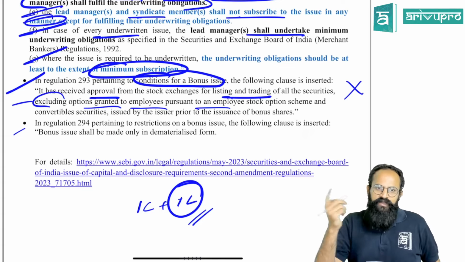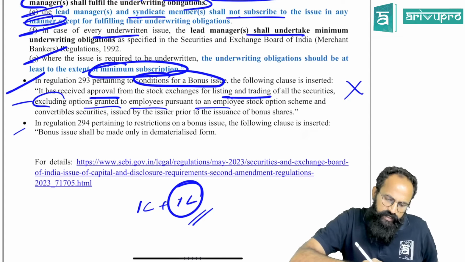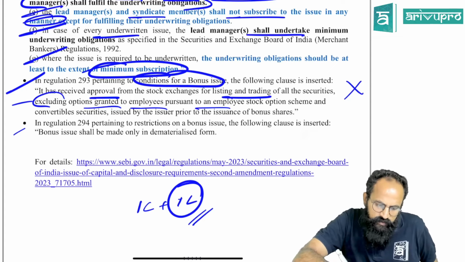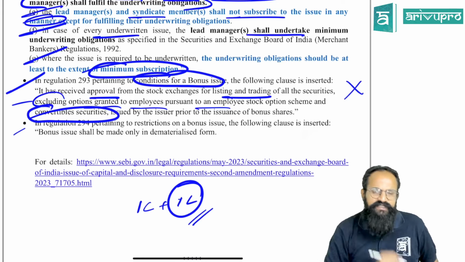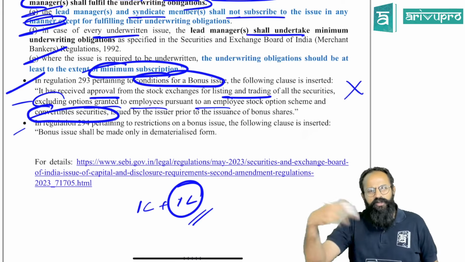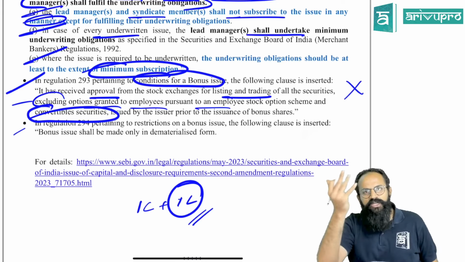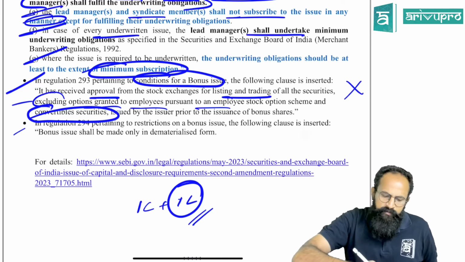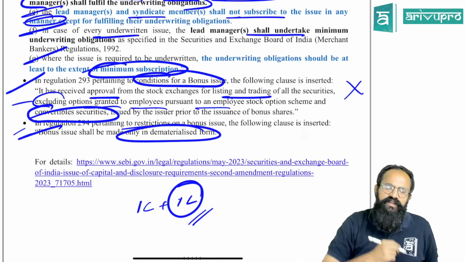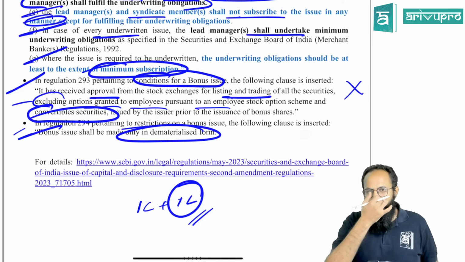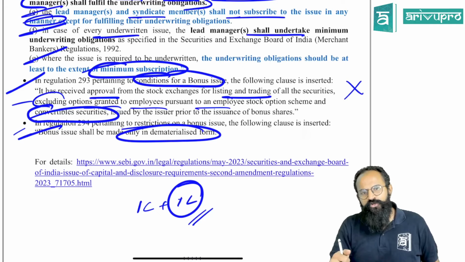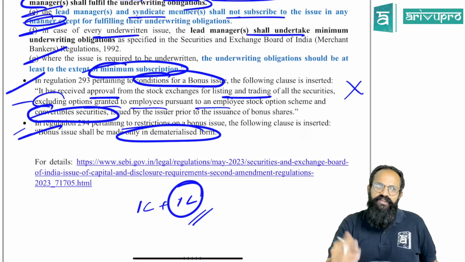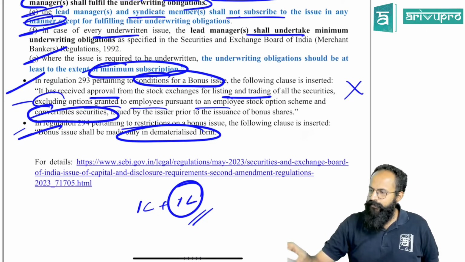It's clear? Next one, sir, is convertible securities. Imagine I've issued convertible debentures. It is not yet converted. Even that part you need not list yet. Rest of the securities you have to list. And bonus issue shall be made only in the dematerialized form. So if you open your ICDR, in that there is bonus issue towards the last. There are conditions. To those conditions, add these 2 points. That's all. Clear?